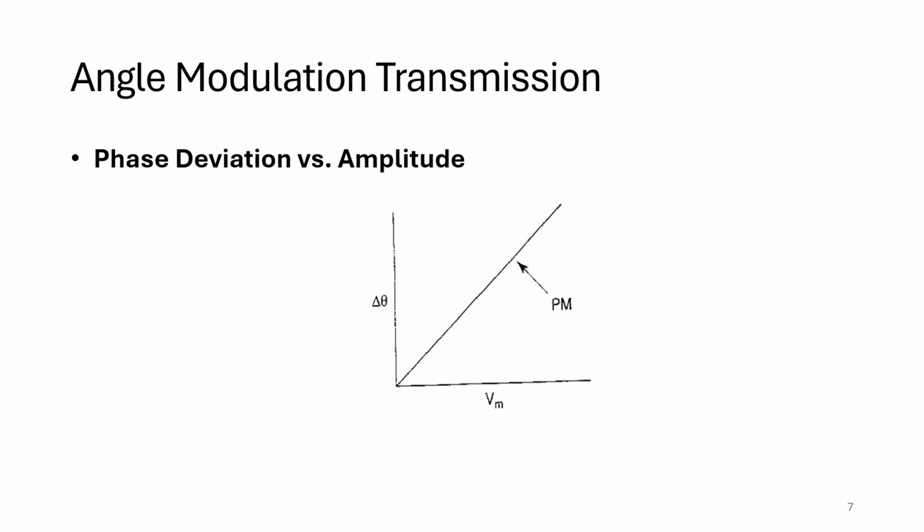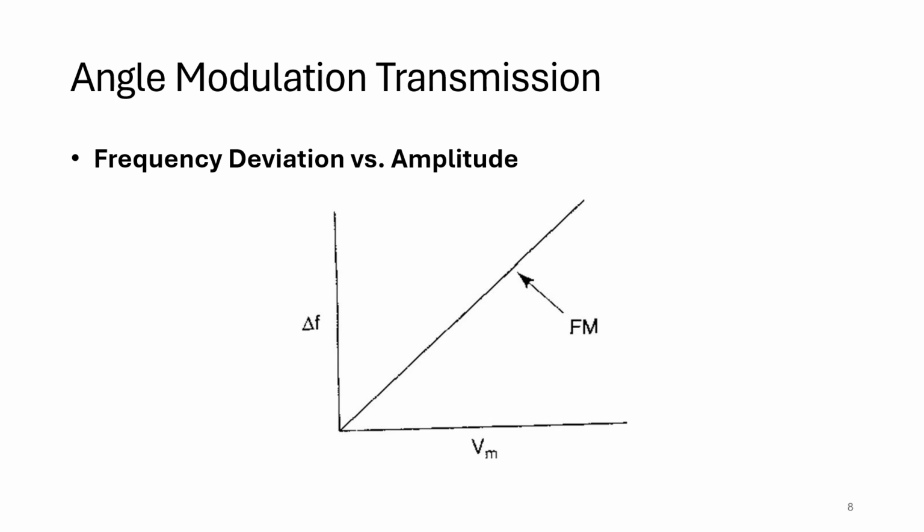And then we have phase deviation versus the amplitude. This is for PM only. We cannot see phase deviation in frequency modulation. And as we can see, what is the relationship? They are also directly proportional for phase modulation.